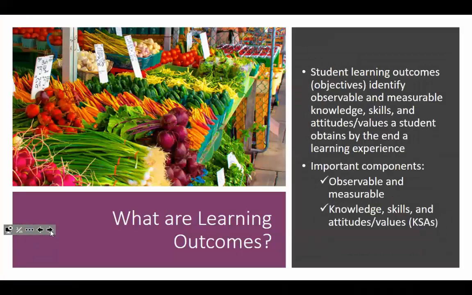So our definition for learning outcomes, SLOs, objectives: student learning outcomes identify observable and measurable knowledge, skills, and attitudes a student obtains by the end of a learning experience. So the important components there are that they're observable and measurable, which is really what we're going to hone in on today. That key component right there. And they assess or delineate knowledge, skills, attitudes, and values that we want our students to have by the time they leave us.